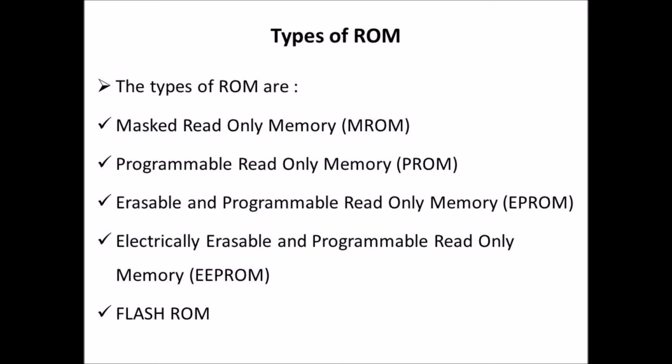The types of ROM are: first one, masked read-only memory, that is MROM. Second one, programmable read-only memory, that is PROM. Third one, erasable and programmable read-only memory, that is EPROM. Fourth one, electrically erasable and programmable read-only memory, that is EEPROM. And fifth one, flash memory.